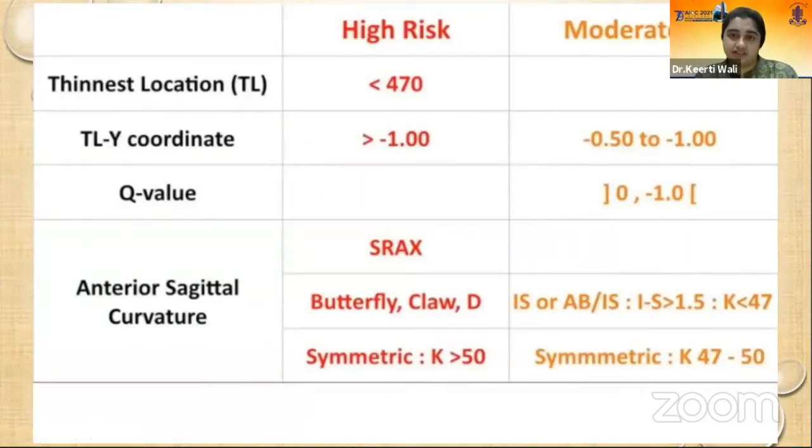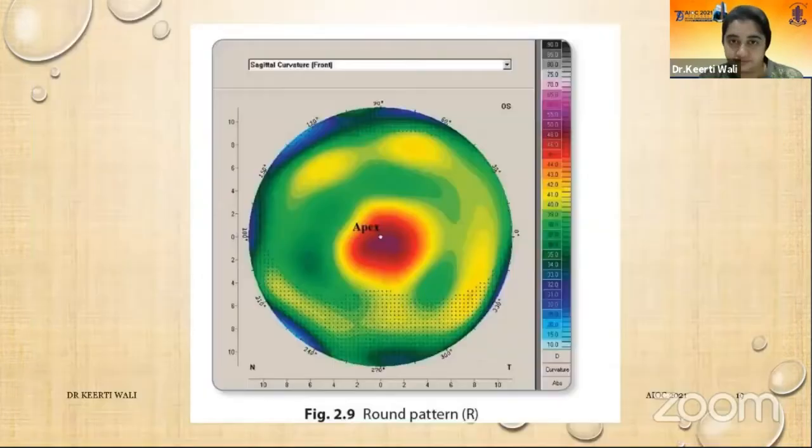So any of these features shown in the table, with the thinnest location less than 470, TLY coordinate more than -1, if there's a skewing of radial axis more than 22 degrees, if there's a butterfly claw or a D-shaped pattern on the sagittal curvature, if there's a symmetric pattern but steeper than 50 diopters is also a high risk. So some of the sagittal curvature maps we'll see here.